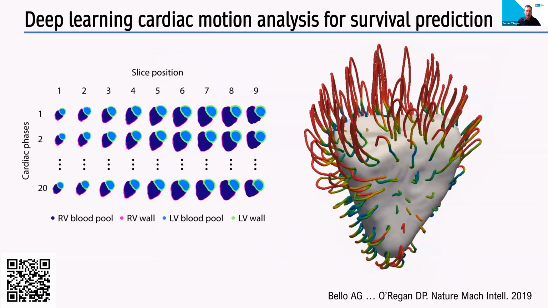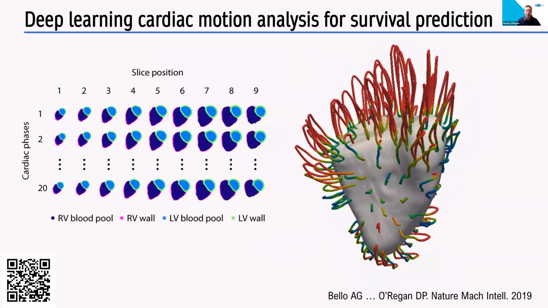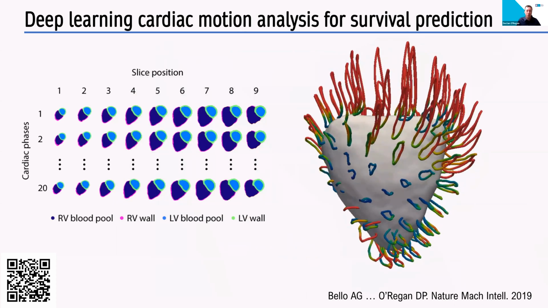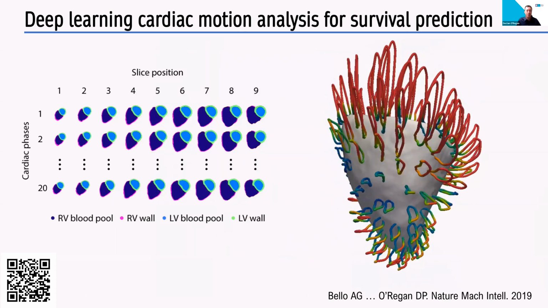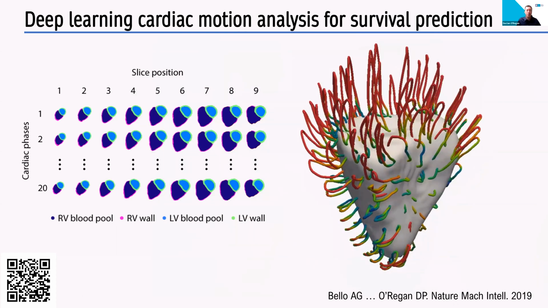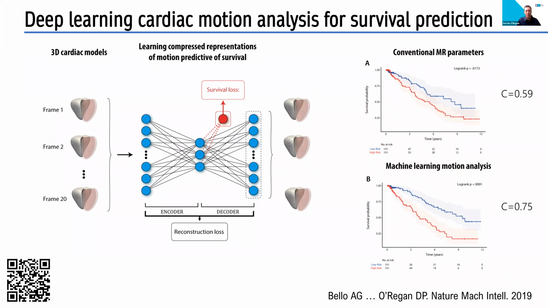The model on the right shows how we can map the trajectory of motion in the right ventricle at hundreds of points in the heart. So we can get a very rich, detailed model of variation in motion, and we can put that into a neural network. Neural networks are essentially a form of data compression. So we're trying to find a simple representation of that complex motion data in a large population that's useful for predicting survival.